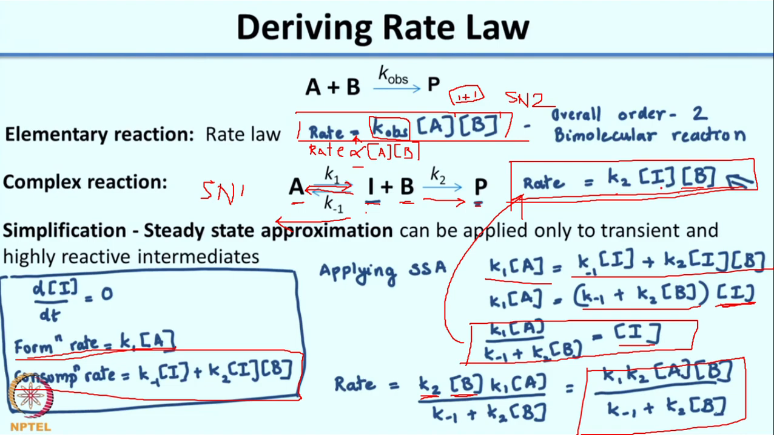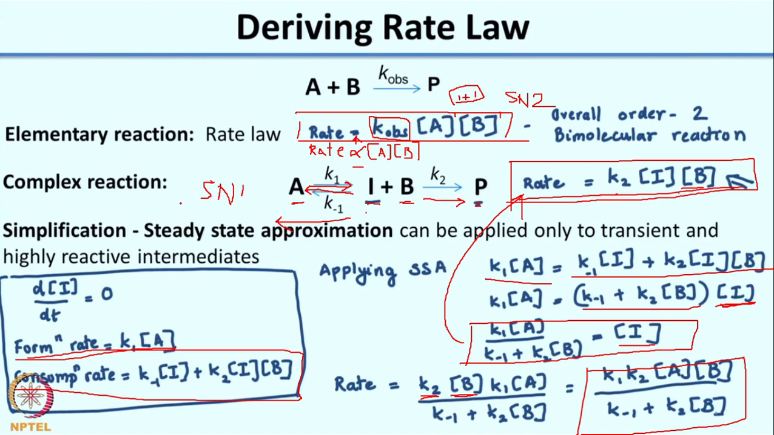So we have to find out the value of I. According to the steady state approximation, we have observed that the formation rate is equal to the consumption rate. That means as soon as the intermediate is formed, it gets consumed by the other substrate to form the product, or it gets back converted to the substrate A. That's why the formation rate is equal to the consumption rate.